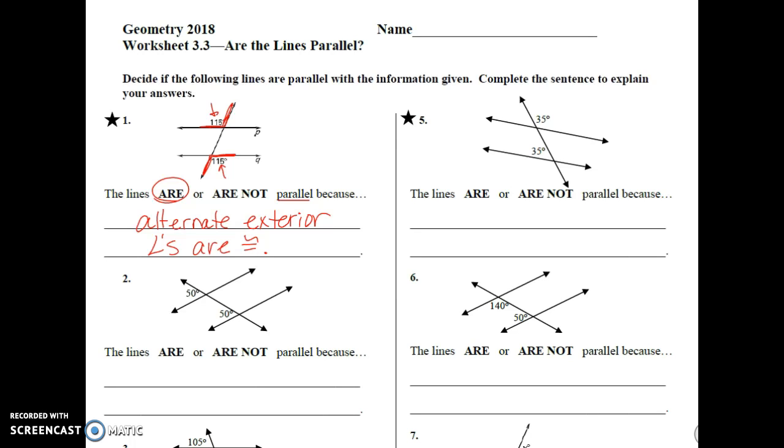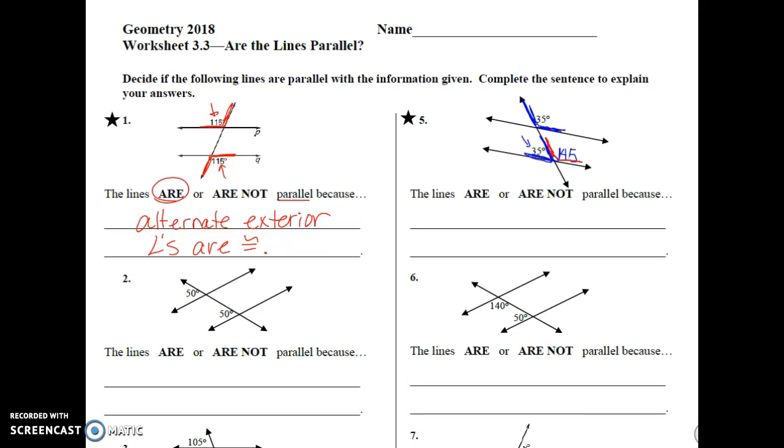Question number 5. We look here and we notice that both angles are 35 degrees. We think that's interesting and maybe good. We trace those out and we notice that those two angles are not anything special for what we're supposed to know. But if I fill in properties of lines that should be true, I know that if I have 35 degrees right here, the supplement to that on the other side of the linear pair, I would have to have 145 degrees on the other side.